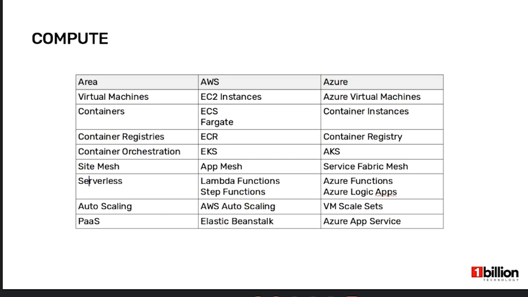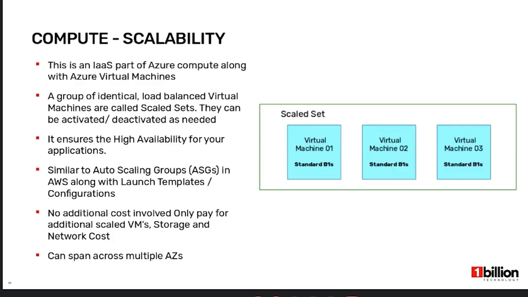When it comes to auto scaling, you find auto scaling groups with load balancing at the VM level, and you find VM scale sets in Azure. And when it comes to PaaS, you find Beanstalk in AWS and App Service in Azure. The names are different, but there are subtle differences, right? Especially scalability: there's a thing called scale set, which you don't find in AWS, where you find a scaling group. This is a bit different, but concept-wise it's the same.